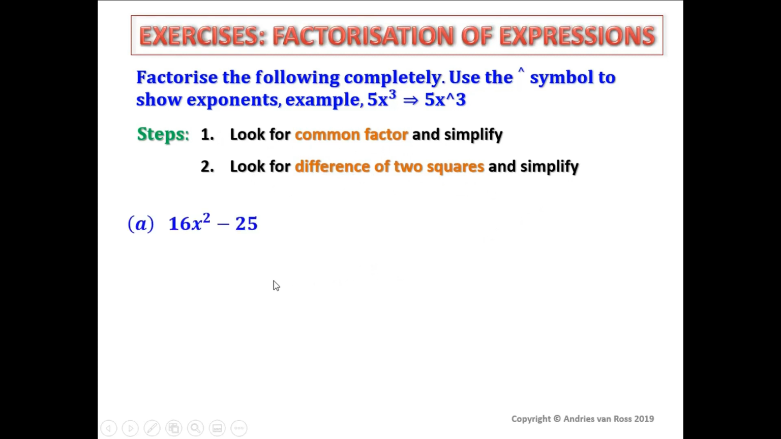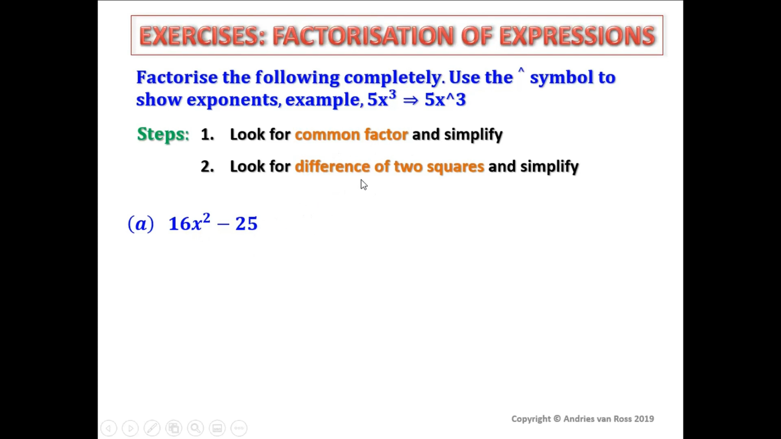Let us now go to the first one here. We've got 16x squared minus 25. First of all, is there a common factor between 16 and 25? No. And we only have a variable in one of the expressions. So we don't have common factors.